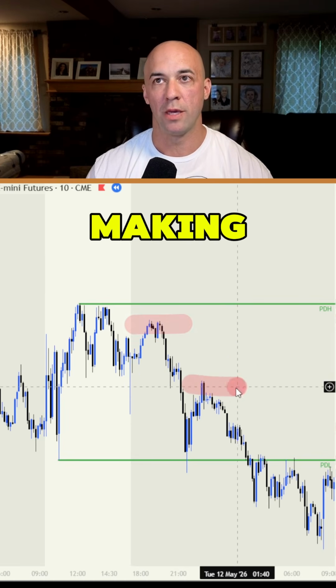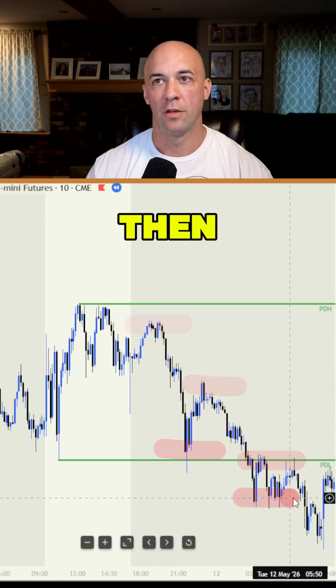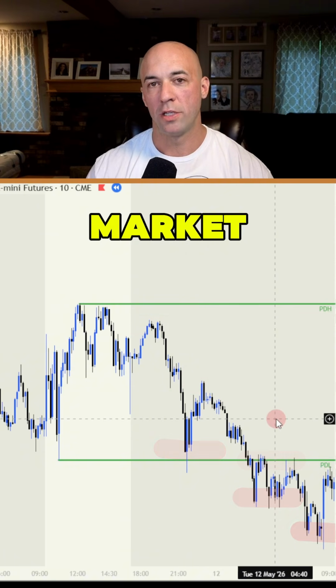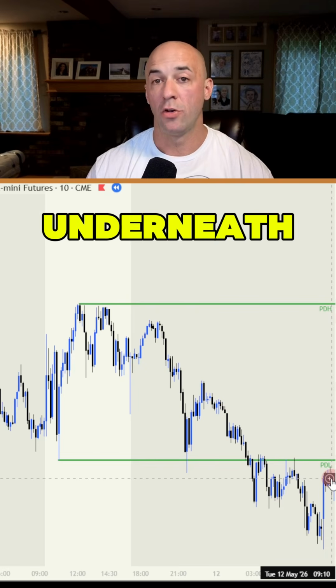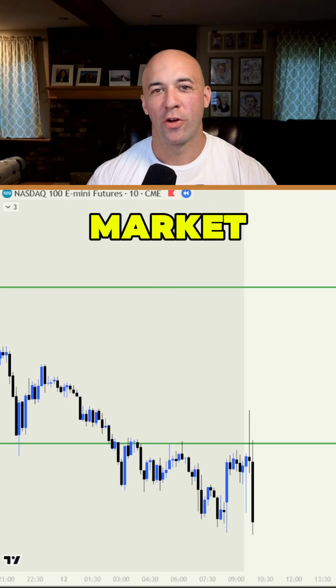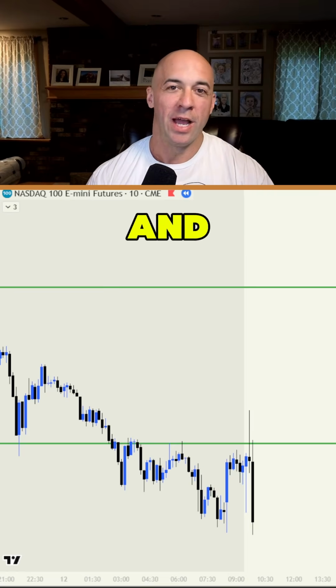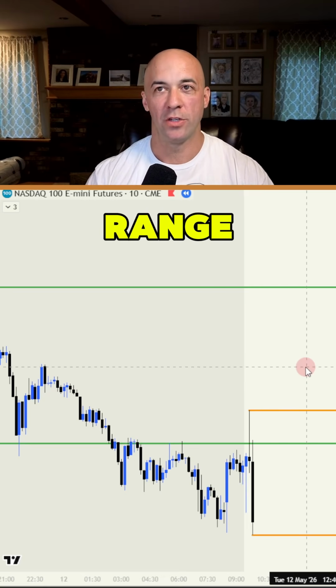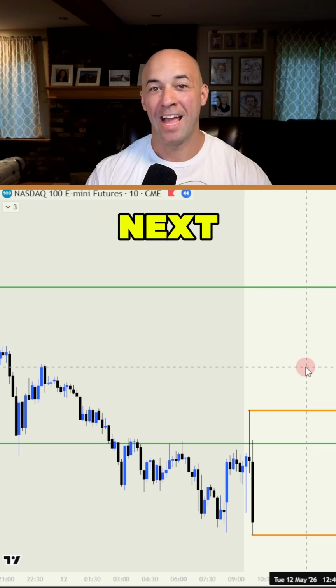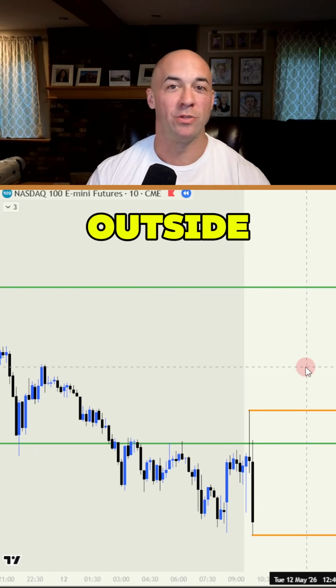In this case, we've been making lower highs and then lower lows. So the market is bearish going into the New York Open, and we are actually going to open up underneath the prior day's low. After the market opens, we're going to do the same thing we always do, and that's wait for the first 30 minutes, and then we'll mark out the low and high of that range. That's our opening range. Next, we're going to wait for a 10-minute candle to close outside of this range.